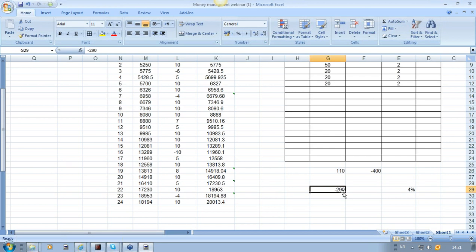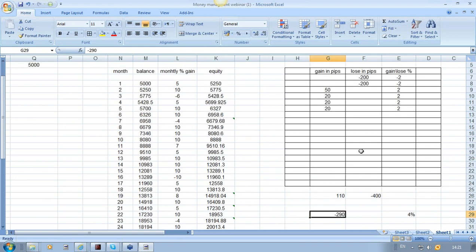Sound possible? Sound impossible, right? It sounds impossible, but here is the simple math. Here is how it's done when you risk the same amount of money. That's how it is done, friends. You can earn money when you lose pips. I want you to remember that. I want you to understand it.